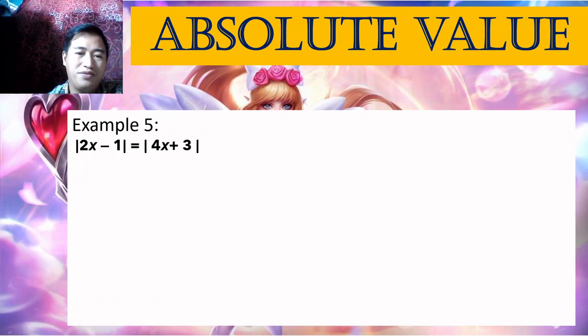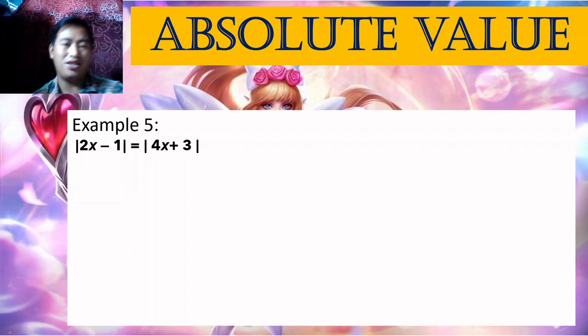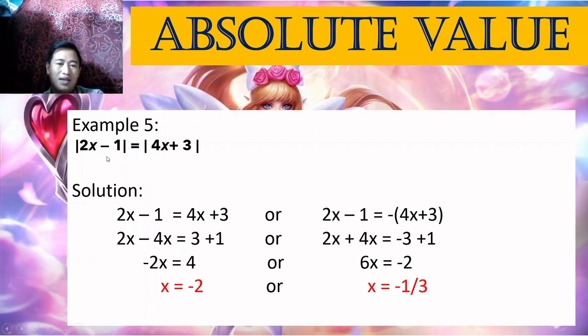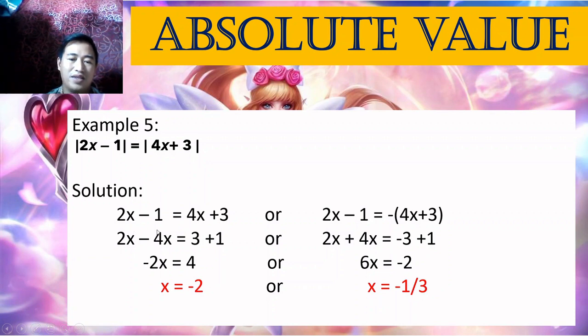Next, example number 5. Okay, what if duha ka buok ay absolute value gi-equal? Okay, solution. So, ang buhaton class, copy lang nato siya and equal sa duha, or ang isa class i-times nato og negative. Okay, di ba? Kay ang absolute value, pwede siya positive, pwede siya negative. So, ingani lang siya pag-solve. So, karon class, i-solve na nato. Ibalhin ang mga x sa usa ka side, mga numbers sa pikas.